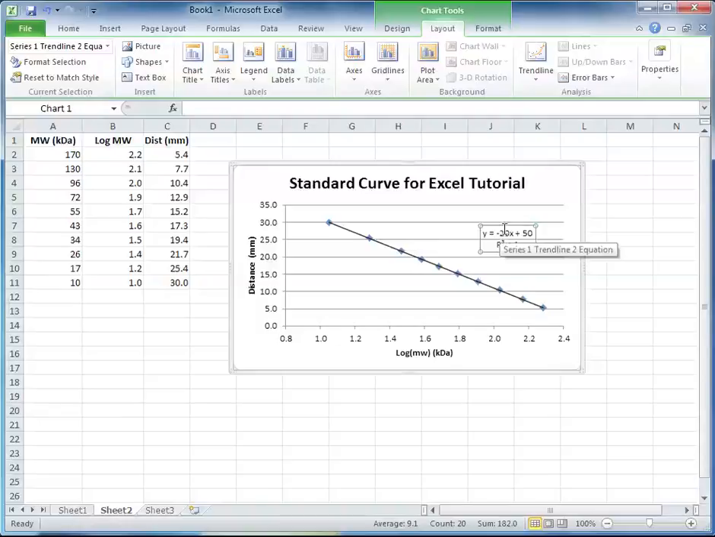Now what we get from here is the slope, which is -20, and the y-intercept, which is 50. Basically, it will intersect the axis at 50, and the slope going downward is -20.